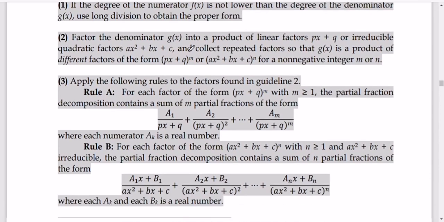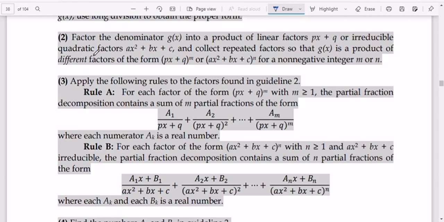The second guideline is to factor the denominator g of x into a product of linear factors px plus q or irreducible quadratic factors ax squared plus bx plus c, and then collect repeated factors so that g of x is a product of different factors of the form (px plus q) raised to m or (ax squared plus bx plus c) raised to n, for a nonnegative integer m or n.